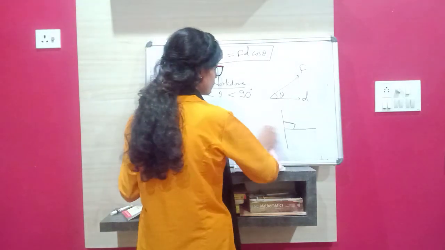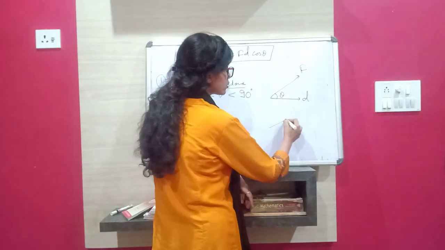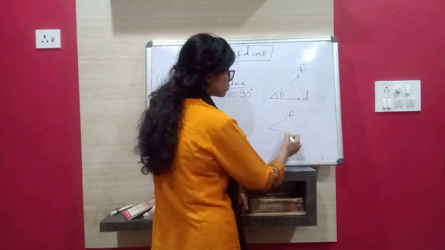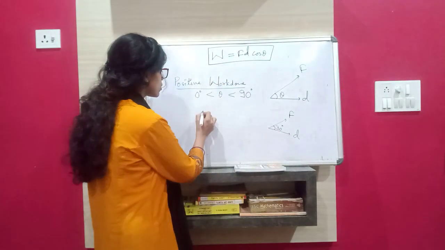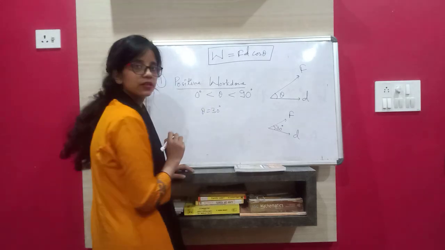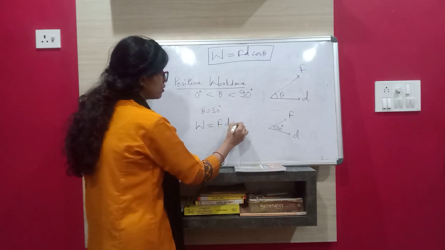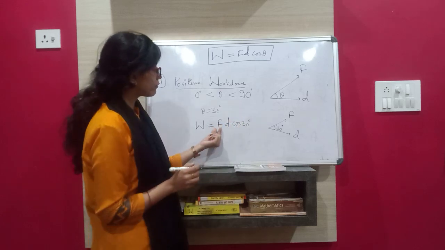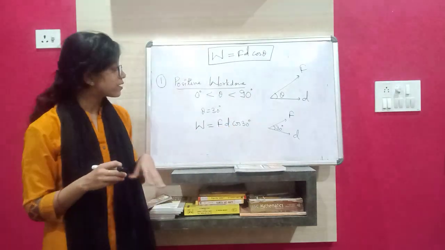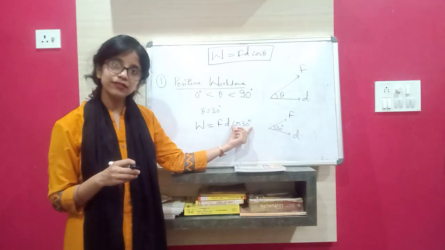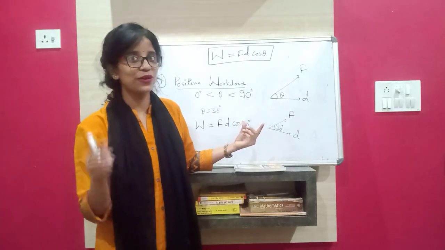I am telling you an example. Like if we have force acting in this direction, displacement acting in this direction, and the angle between them is 30 degree. That means what is the value of theta? That is 30 degrees. So if you put the value here, W is equal to F D cos 30. Whatever value of F is given, we'll put the value of F. Whatever value of D is given, we'll put the value of D. And same, what is the value of cos 30? I think you all can remember what is the value of cos 30. I'm not going to remind you.